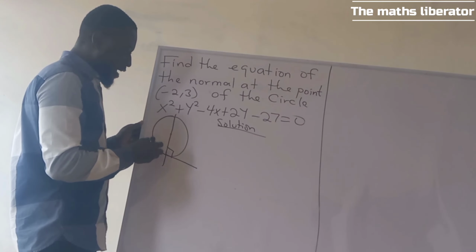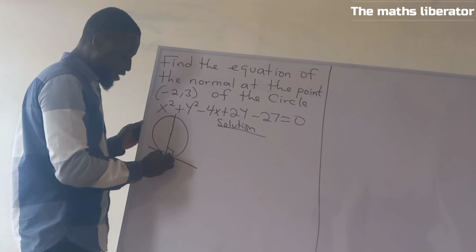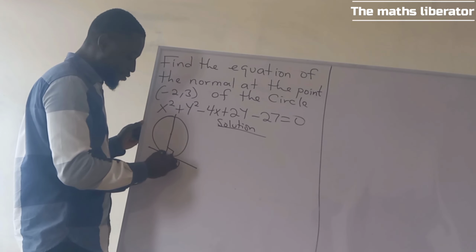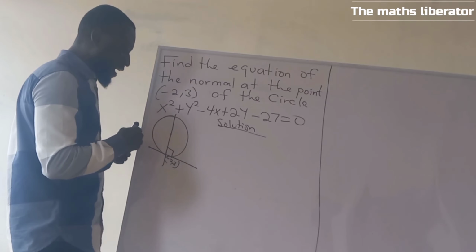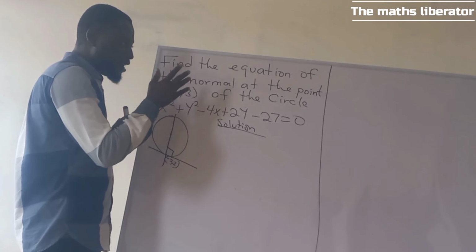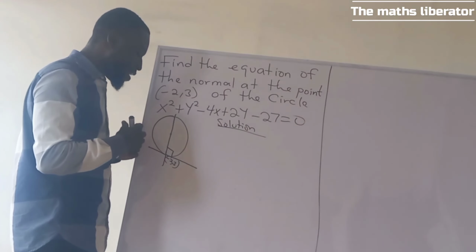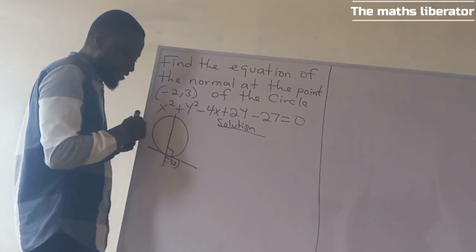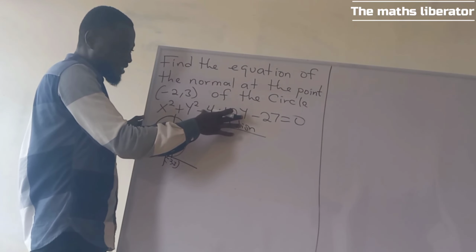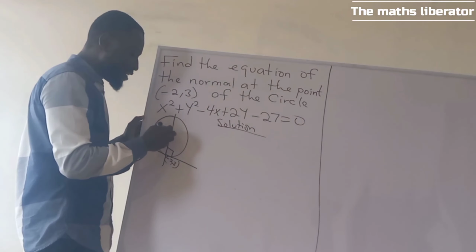Good. And we have been given a point for the normal, -2, 3. So this is the point. And you have not been given the center. You have to find the equation of the normal. You need the gradient to get the equation of the normal, so you need another point. And in this case, since there is the equation of the circle here, you can derive the center from the equation of the circle which is being given.